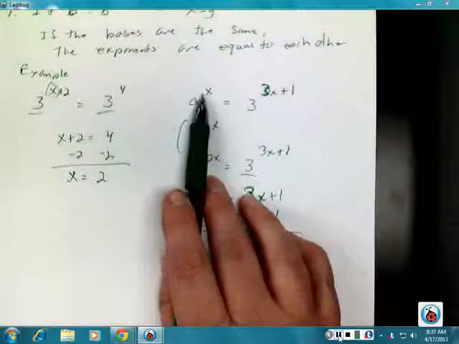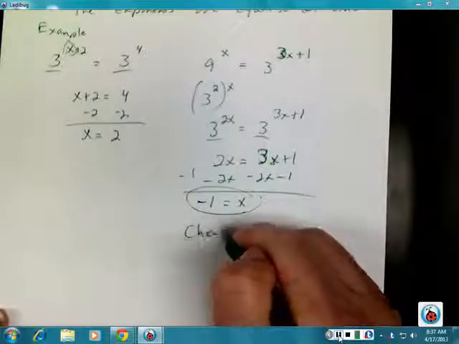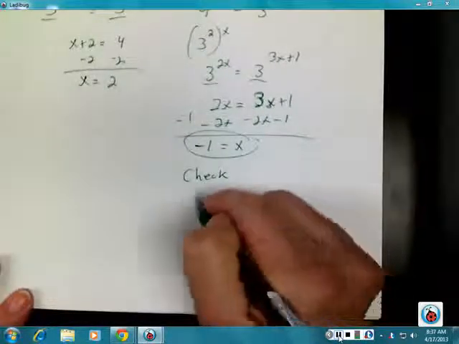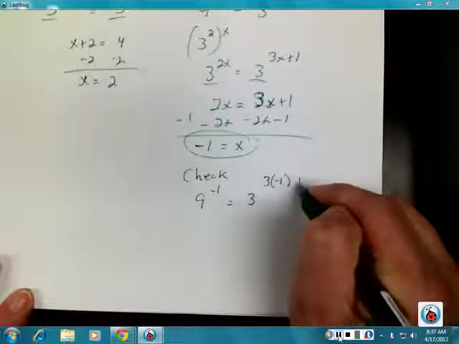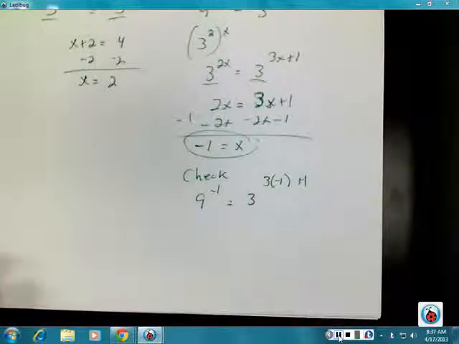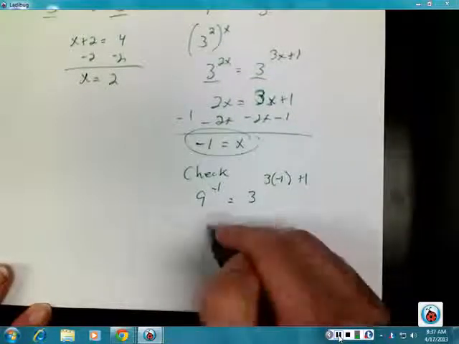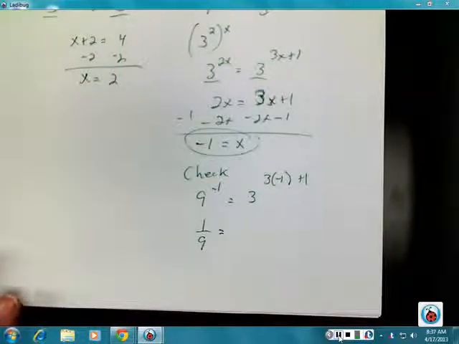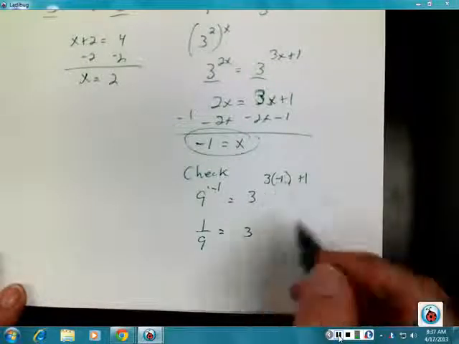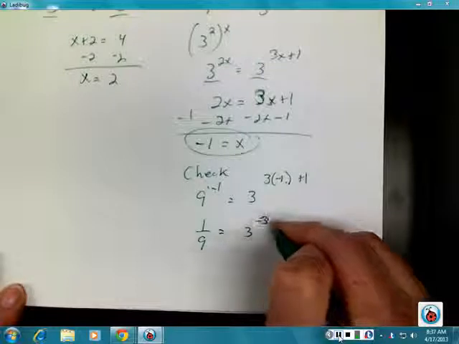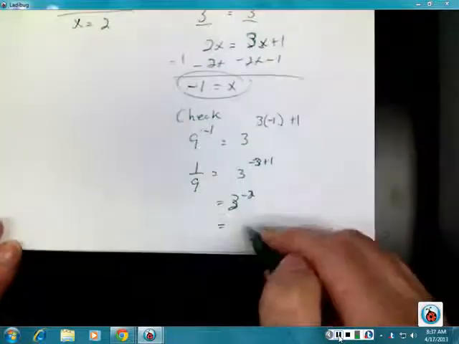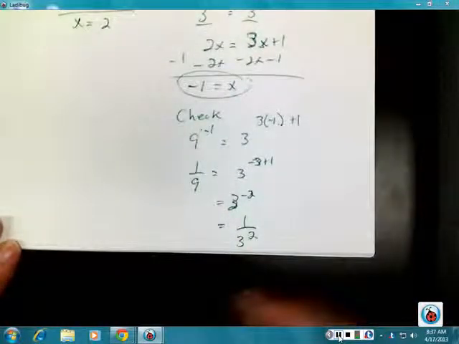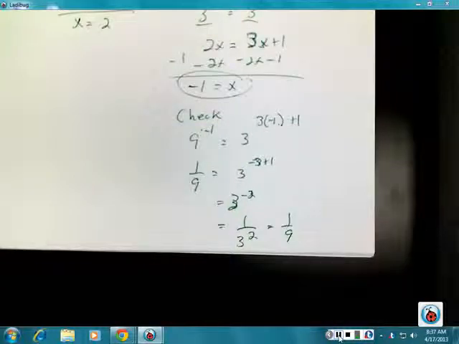So if I put a negative 1 back in here, does it work? If I do a check, I have 9 to the negative first power is equal to 3 to the 3 times negative 1 plus 1. Is that a true statement? 9 to the negative first power gives me 1 over 9, because a negative exponent puts it into the denominator. The other side, 3 times negative 1, is negative 3 plus 1, or 3 to the negative second. But when that gets reversed and moves to the bottom, it becomes 3 to the second power, or also 1/9. So I know I did my math correctly.